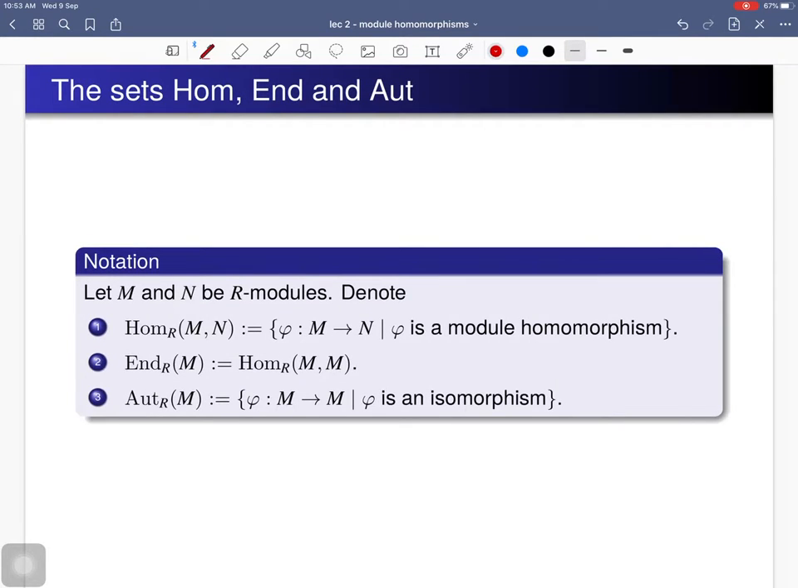So here is some notation. Consider two R modules M and N. Then you can define this set, which we denote Hom(M, N), and what is this set? It is just the collection of all R module homomorphisms from M to N.